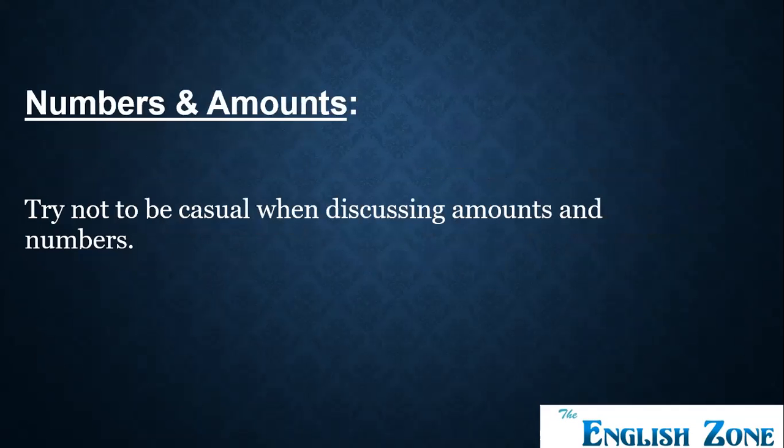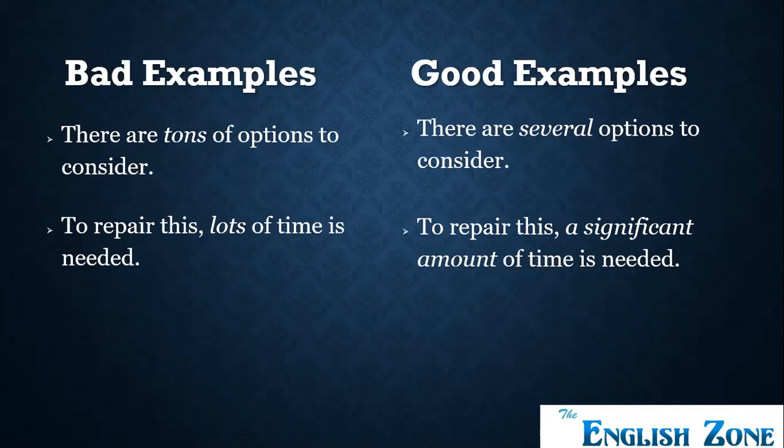The next one is numbers and amounts. Try not to be casual when discussing amounts and numbers. We don't have to be very casual or informal. Let's understand. Bad example: "There are tons of options to consider." Tons of options sounds good and attractive when speaking, but when writing: "There are several options to consider." "To repair this, lots of time is needed" becomes "To repair this, a significant amount of time is needed." So be very careful when you are using this language.